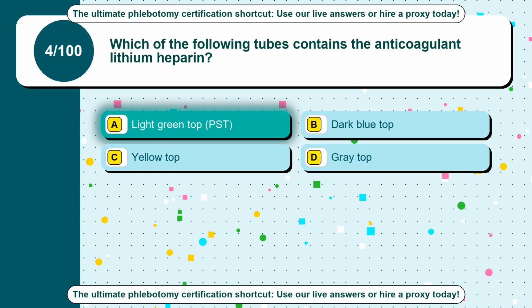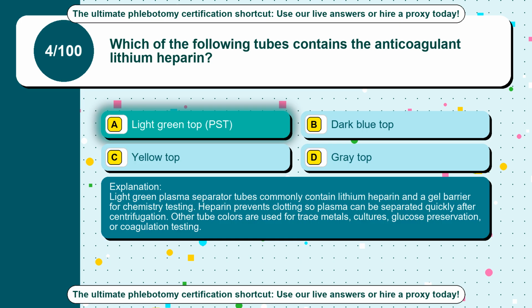Light green top, PSD. Light green plasma separator tubes commonly contain lithium heparin and a gel barrier for chemistry testing. Heparin prevents clotting so plasma can be separated quickly after centrifugation. Other tube colors are used for trace metals, cultures, glucose preservation, or coagulation testing.